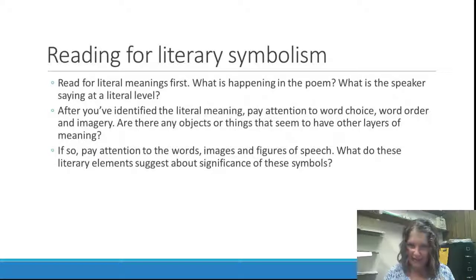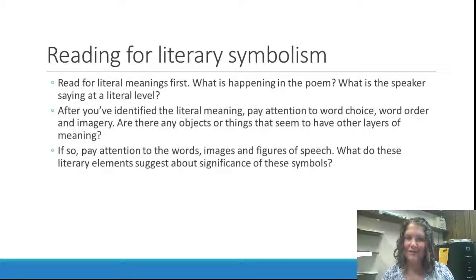And then based on that question, I went back to the poem and I tried to pay attention to words, images, and figures of speech, and asked myself what these suggested about the significance of the night, what they told me about the night. And based on what was happening at a literal level, but also these word associations and these images, I concluded that, at least based on my reading of the poem, the night was associated with darkness and gloominess and sadness. And then it was also associated with loneliness and a sense of disconnection from other people.